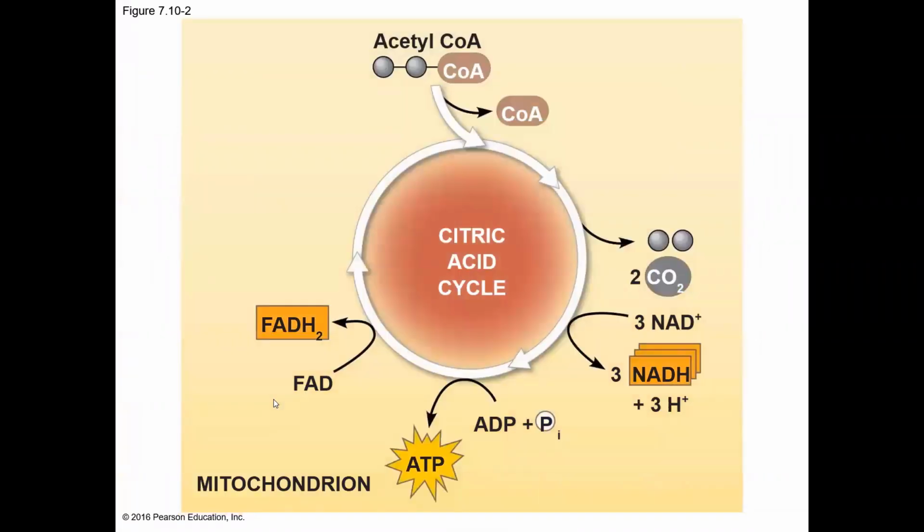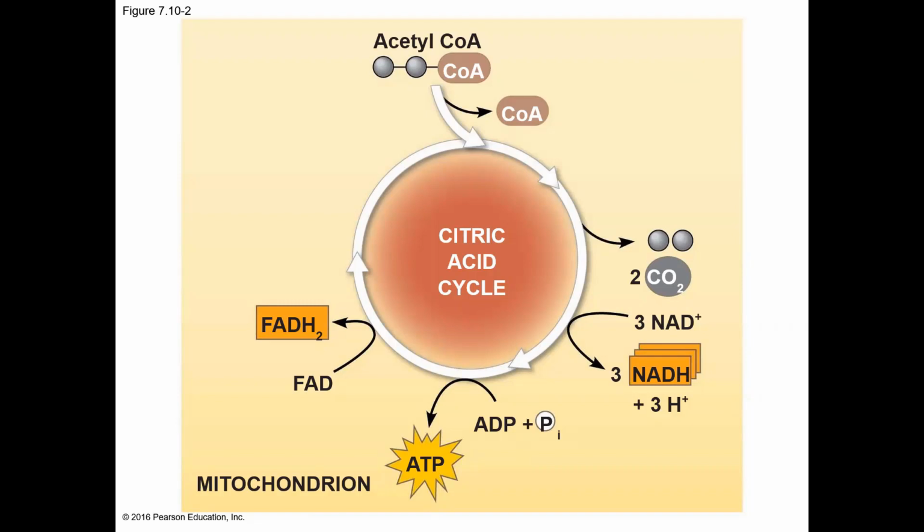So here's a good figure that kind of summarizes it. We start out with our product of glycolysis, our pyruvate, and then it undergoes pyruvic oxidation, or pyruvate oxidation. And now we have our acetyl-CoA. So that acetyl-CoA is going to enter the citric acid cycle. So I should say the acetyl group is going to enter the citric acid cycle.